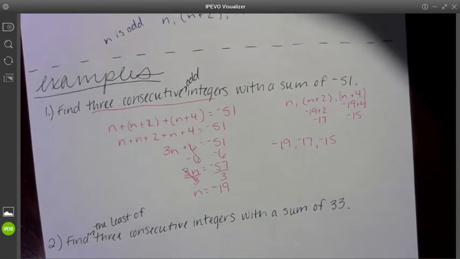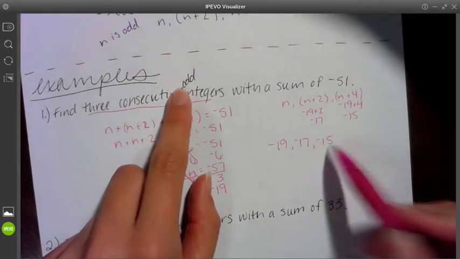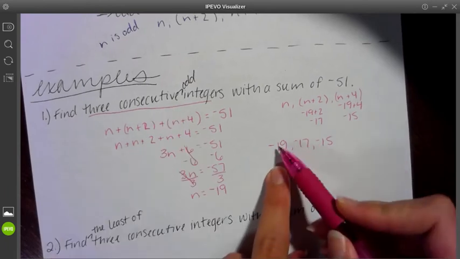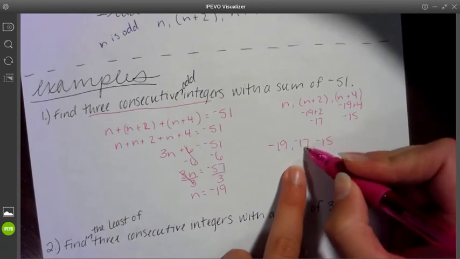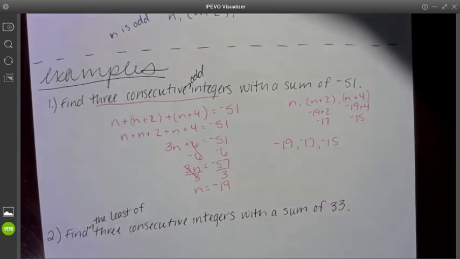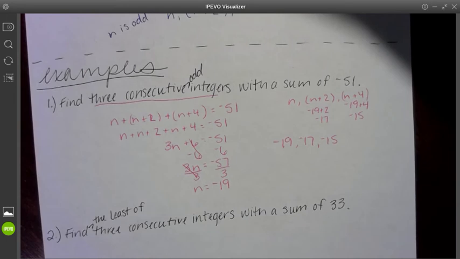All right, so let's make sure it makes sense. Are they odd integers? Yeah, those are all odd. Are they consecutive odd integers? See, negative 19, negative 18, negative 17, negative 16, negative 15. Yeah, they each only have one number in between them. So they're in counting order. So yeah, those are our 3 consecutive odd integers.